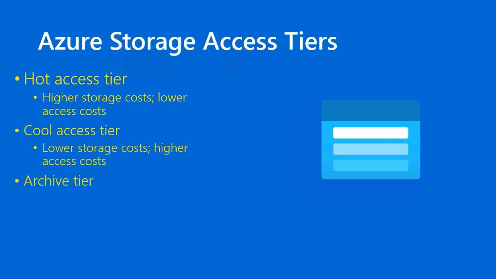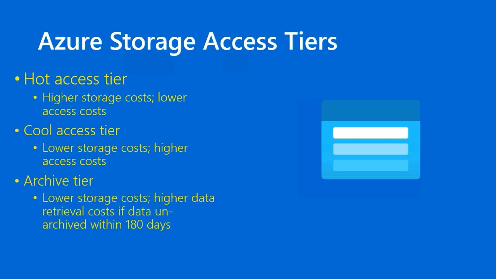There's a third option called archive. This gives you much lower storage costs, but at an expense if you want to unarchive data within 180 days. Because hot and cool, you can always change the access tier. In fact, I'll show you how to do that in a moment in the demo, and you can still access those blob files. But when you put a file or a blob in archive, it actually makes the blob inaccessible until you rehydrate it. So you'll only want to use the archive tier for data that you truly don't intend to touch for at least 180 days.